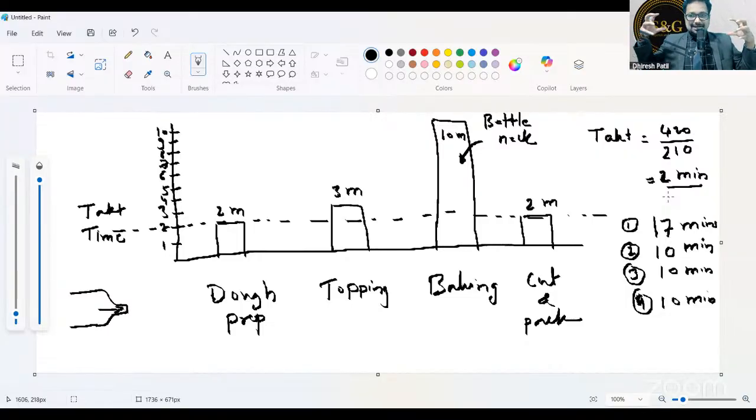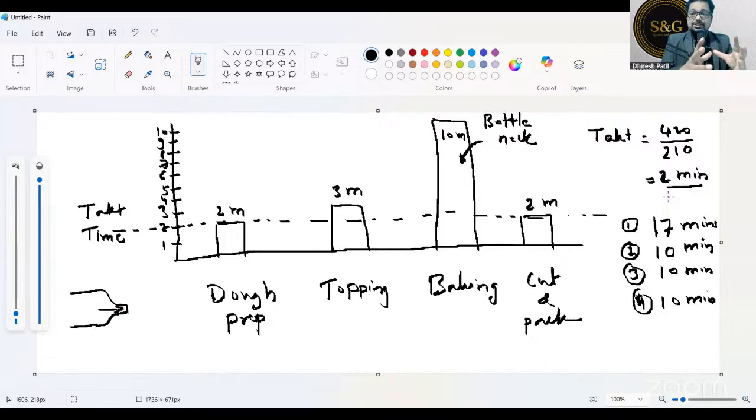Just give me yes. The takt is what? Available time divided by customer demand, right? So the customer is asking one pizza in 2 minutes, right? But you are delivering one pizza in 10 minutes. And that's where we need to bridge the gap.